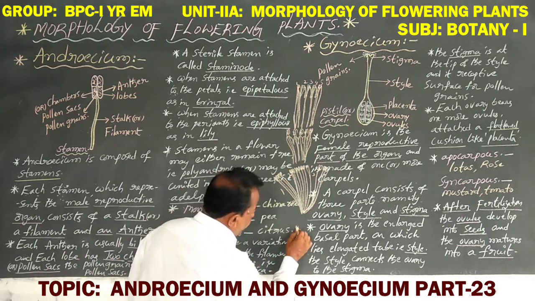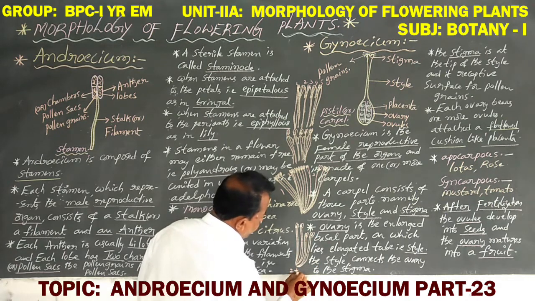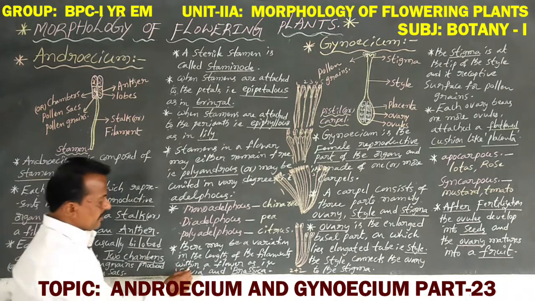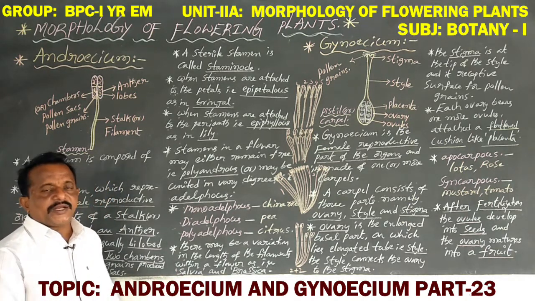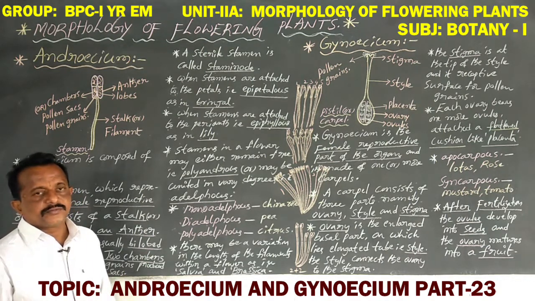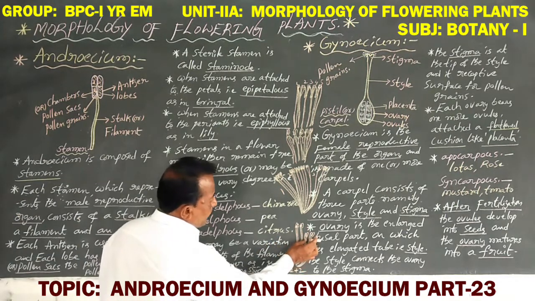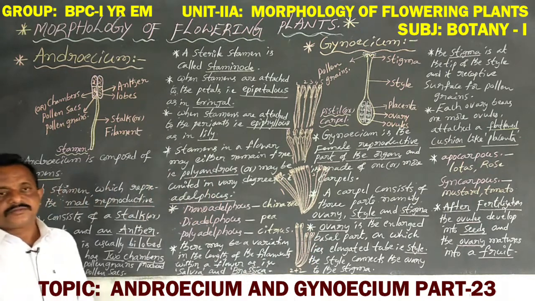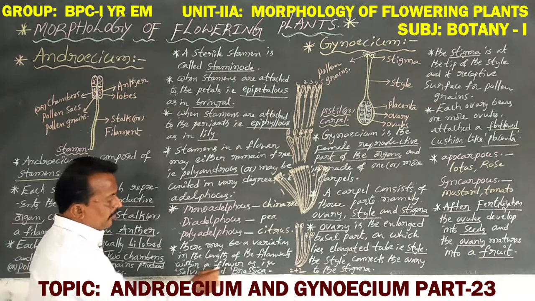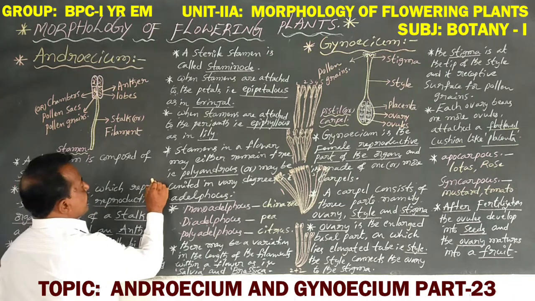Salvia has 4 stamens. 2 stamens are larger in size and 2 stamens are smaller in size, that is 2 plus 2. How many stamens are here? 4 stamens, but the filaments differ: 2 stamens have longer filaments and 2 stamens have shorter filaments. In brassica, the total number of stamens is 6.